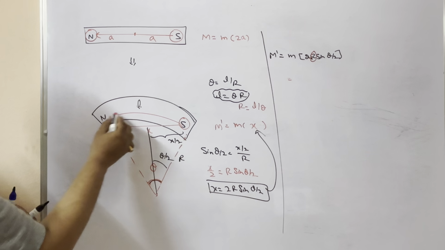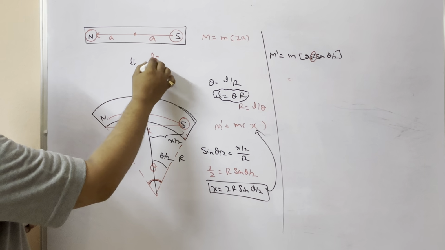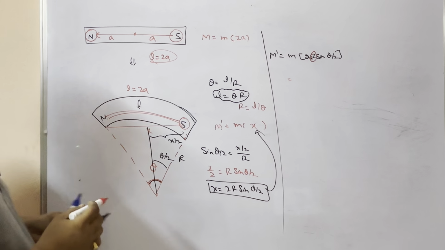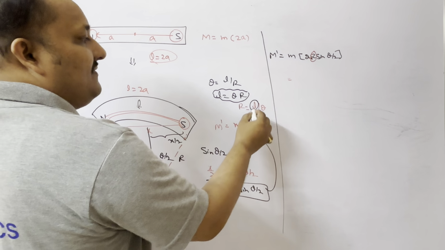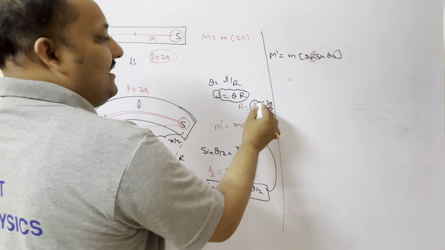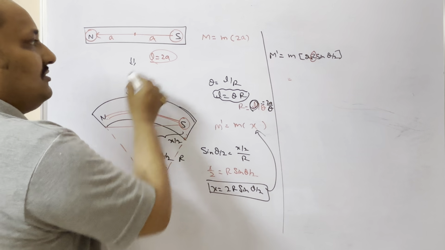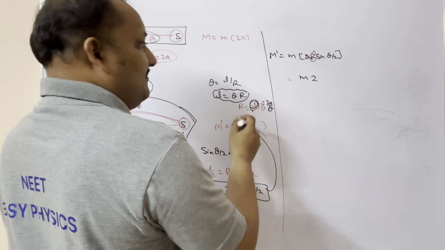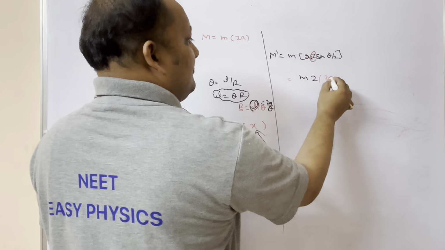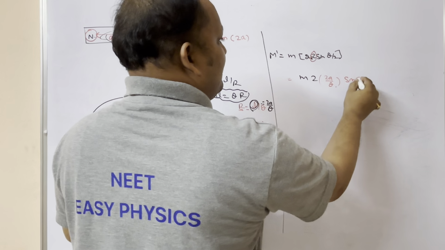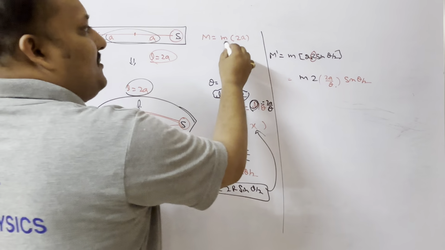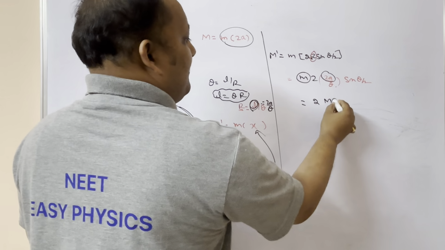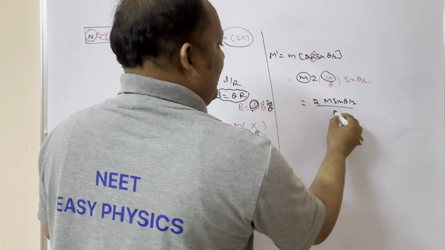What is the length from south pole to north pole we have taken? Length is going to be 2A. Therefore, L is going to be 2A. In place of this L, we can write 2A by theta. South pole, north pole distance is 2A. So, M into 2 times capital R, you can replace as 2A by theta into sin theta by 2. What is small m into 2A we came to know? Small m into 2A is nothing but capital M. So M dash is 2M sin theta by 2 by theta.